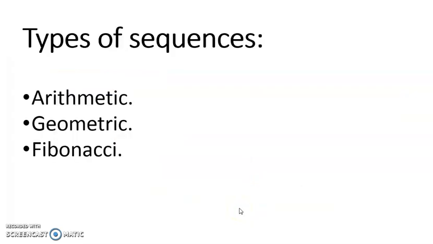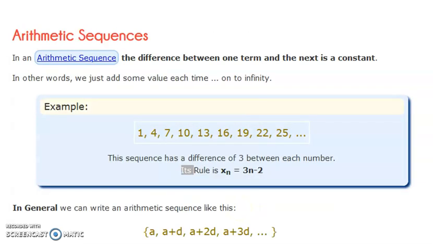Now let's look at the types of sequences. Here are a few types. I'm recalling them so that you can memorize them and relate them to your problem. Arithmetic sequences. What are arithmetic sequences? In an arithmetic sequence, the difference between one term and the next is a constant. In other words, we just add some value each time onto infinity. So the sequence has a difference of 3 between each number.